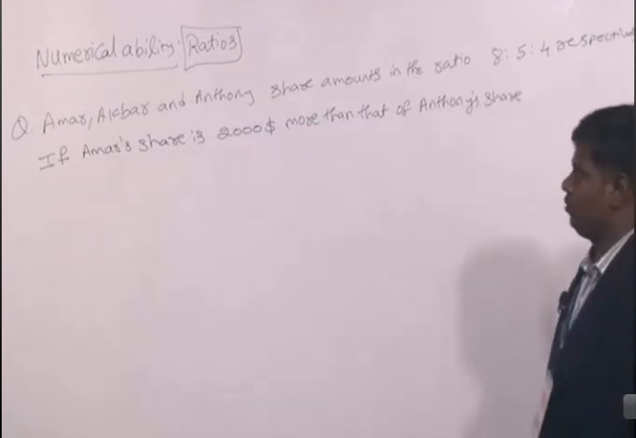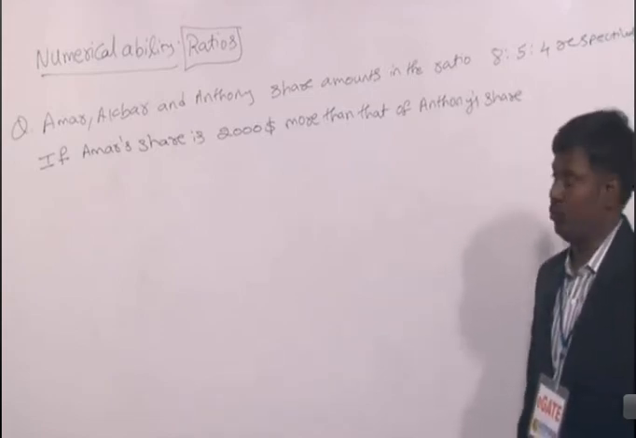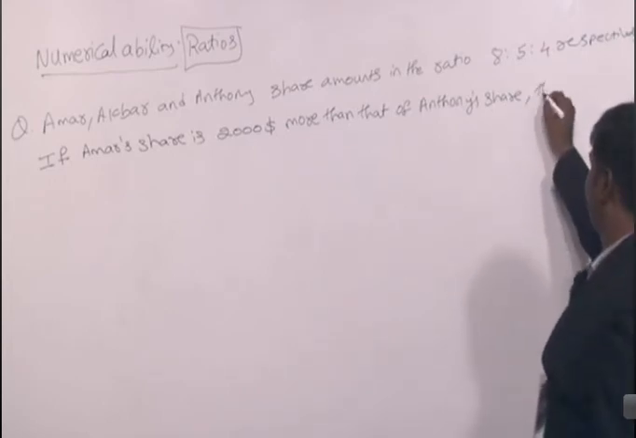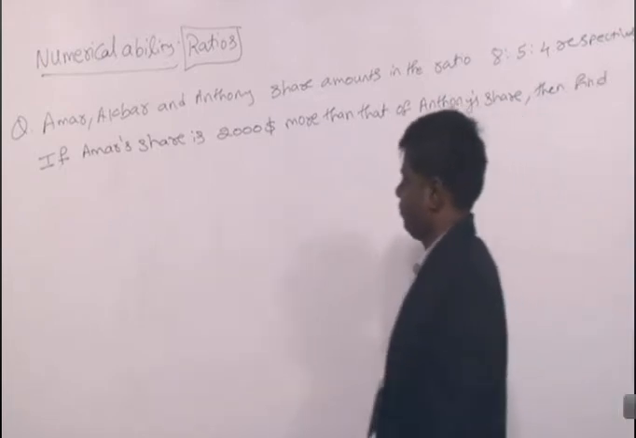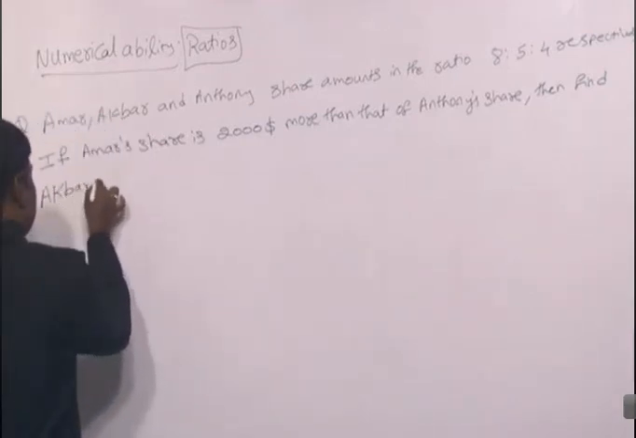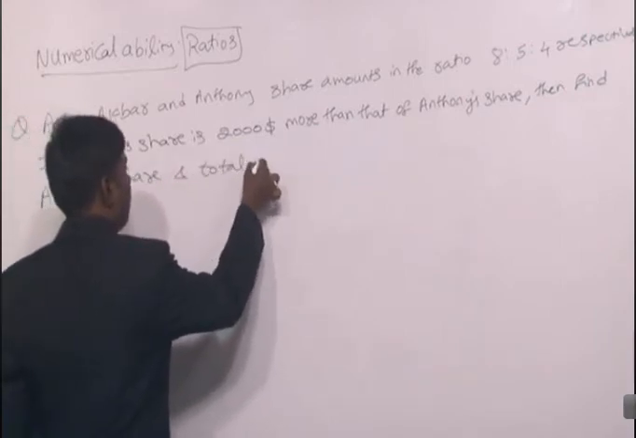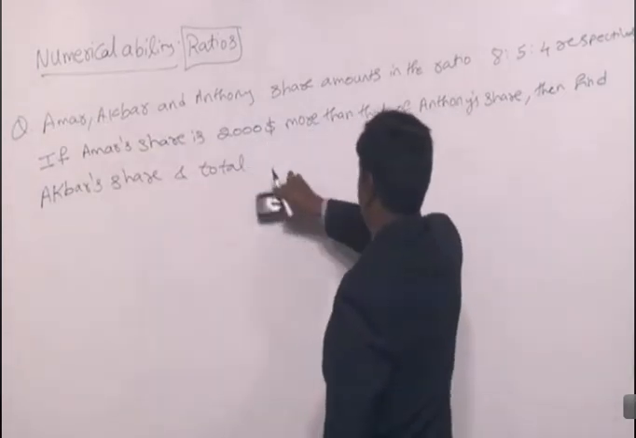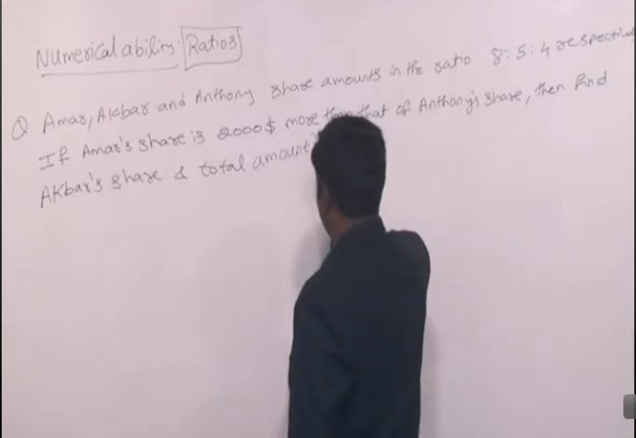Amar, Akbar and Anthony share amounts in the ratio 8:5:4 respectively. If Amar's share is $2,000 more than that of Anthony's share, then find Akbar's share and total amount. Try this problem.